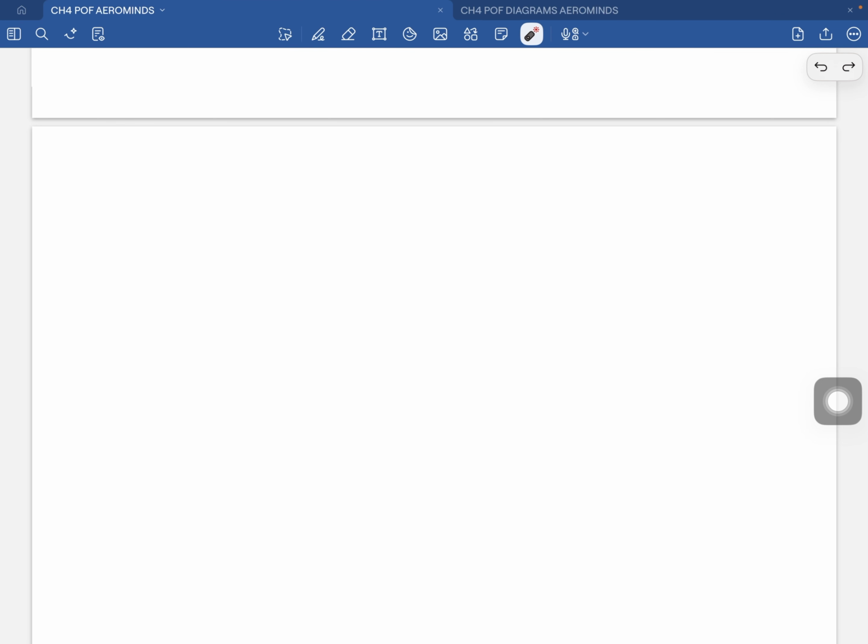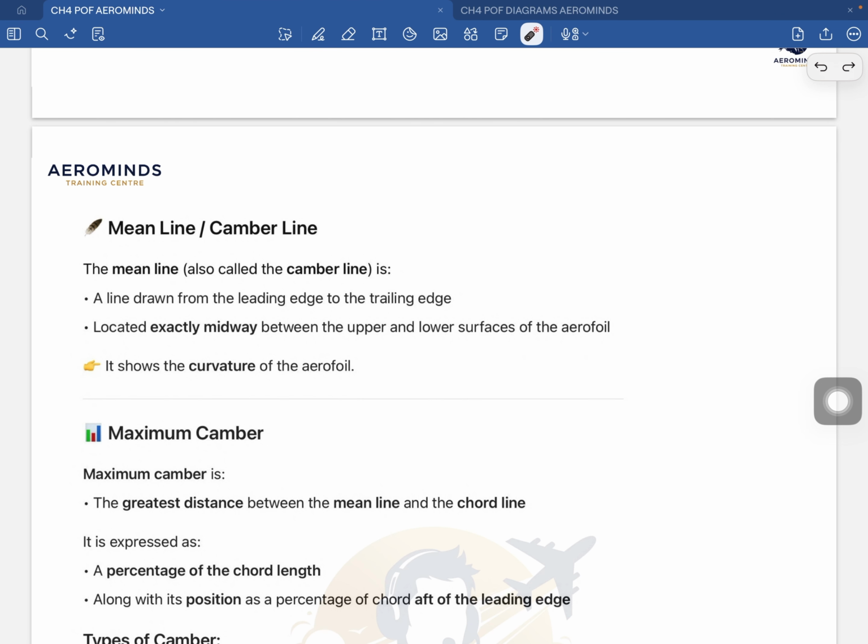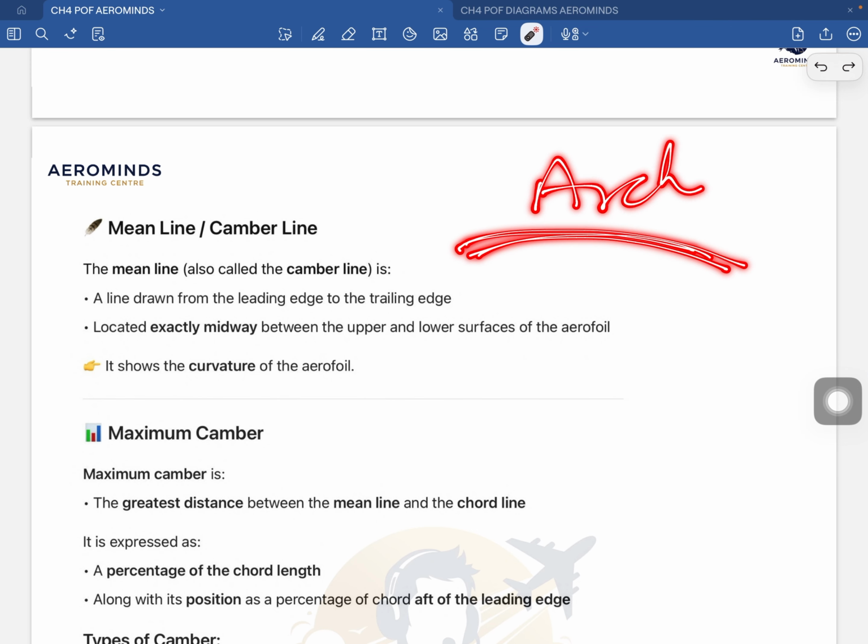Okay, so I want you to imagine, suppose the thickness of the wing, the mean line runs exactly in the middle, halfway between the top surface and the bottom surface, from the front to the back, which is from the leading edge to the trailing edge. Now why do we draw this line? What is the significance? Because it is showing the curvature of the airfoil. Curvature means how much the wing is bent or arced.